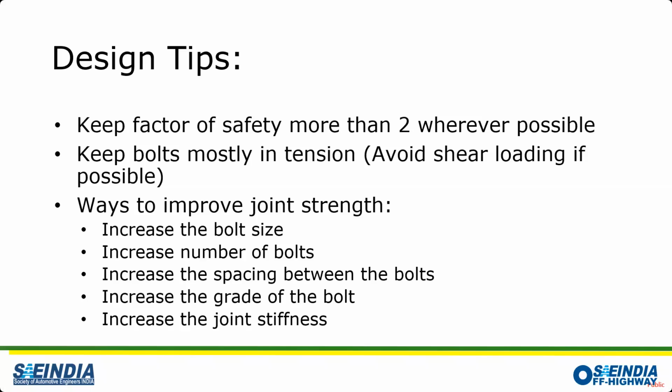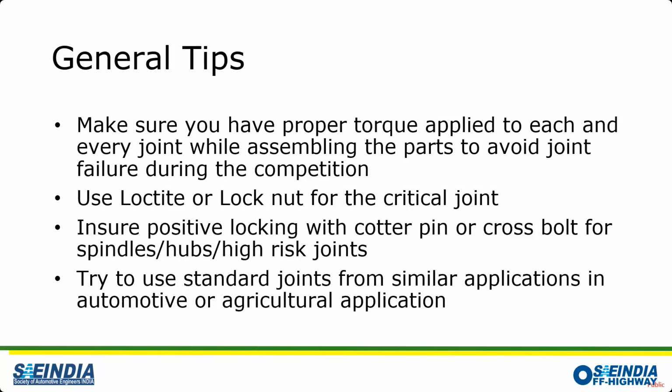Increasing the joint stiffness: let's say if you're joining two sheets together and the joint stiffness is less, then you can add an extra washer or bush on top of the two sheets which you are joining, which will increase the joint stiffness, and it will improve your factor of safety in tension as well as in shear. So these are some of the design tips for better bolted joint design, and some general tips I have included here.